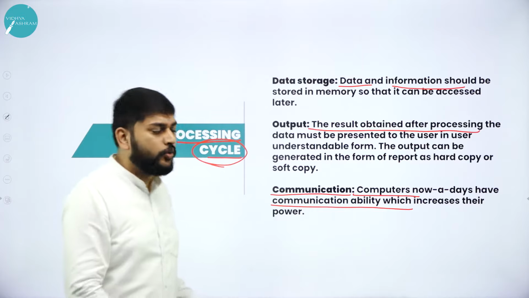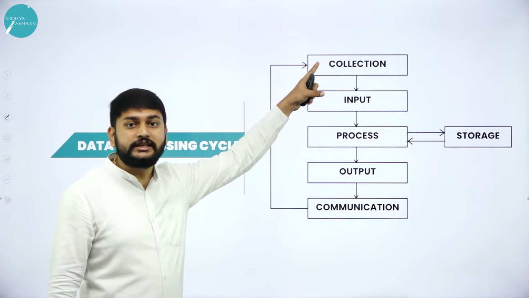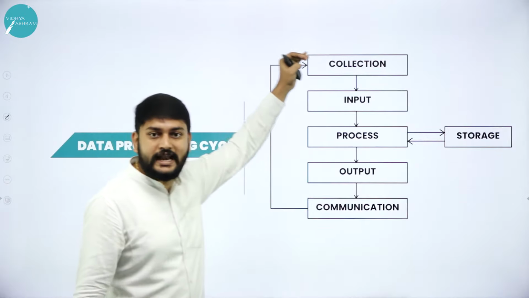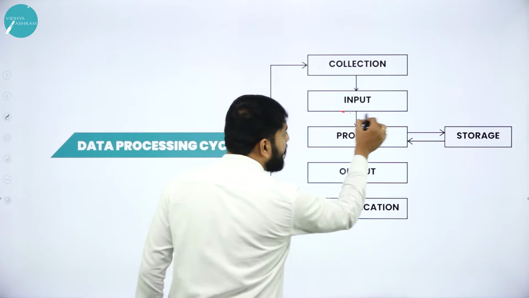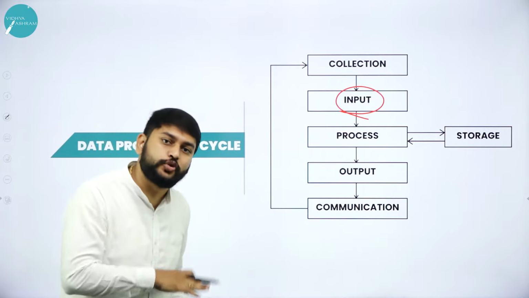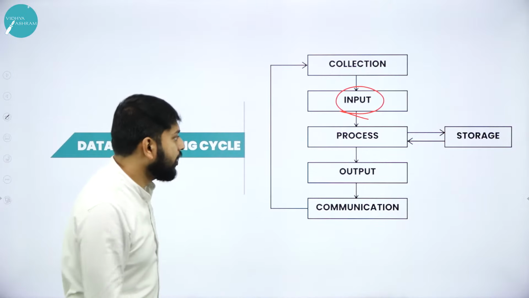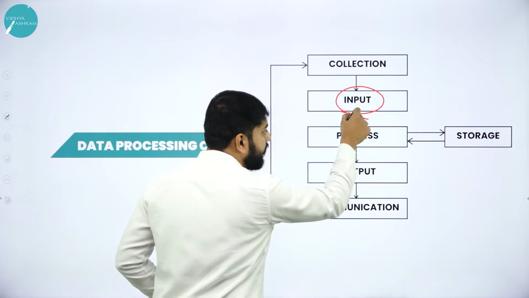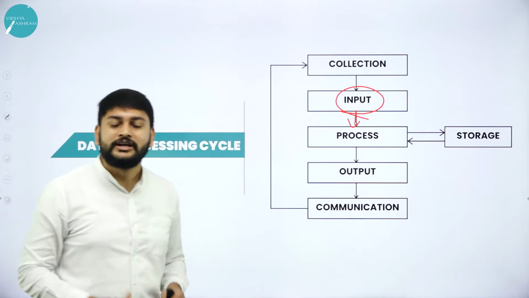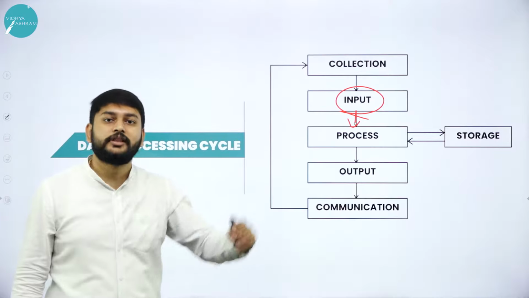So let's check with a diagram what I have. Guys, what is the first thing that I have? I will collect the data, and then whatever data I have collected will go to the input. Input devices will help me to store the data to the computer. Once the data is stored in the computer, the processing will happen. Some actions will be performed on the data.